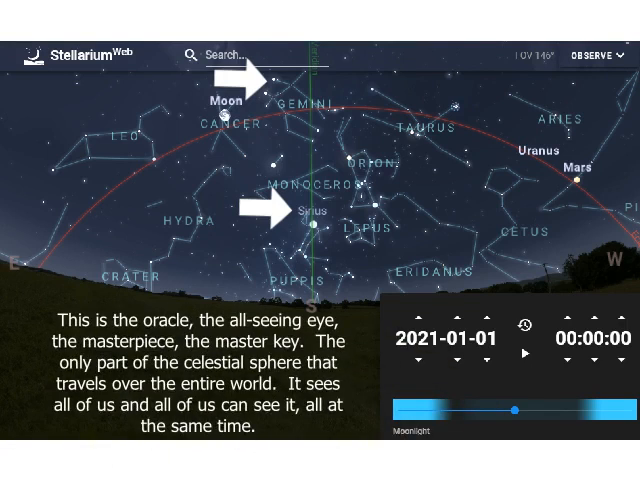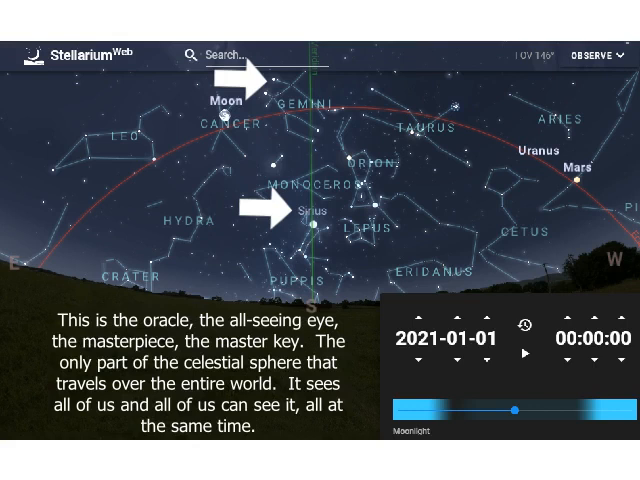This is the oracle, the all-seeing eye, the masterpiece from which so many masterpieces have been made. This is the template. This is the master key. And if you have it, you can unlock many, many stories and hidden meanings.